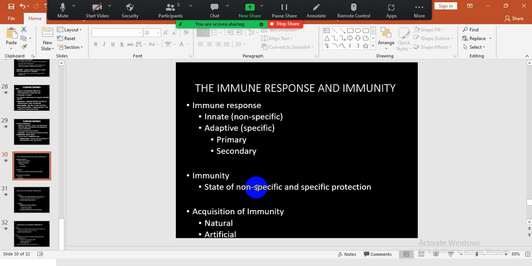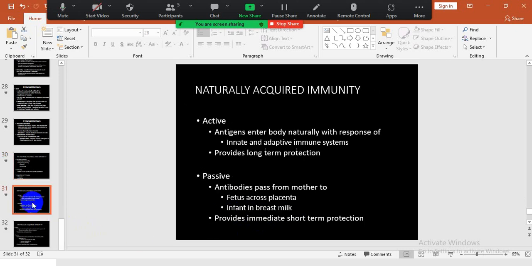So let's look. We have state of non-specific and specific protection. So how do we acquire immunity? There is the natural and the artificial. Very important. Okay, so as a laboratorian or medical laboratory scientist, we have what? The active immunity. That's under the naturally acquired immunity.